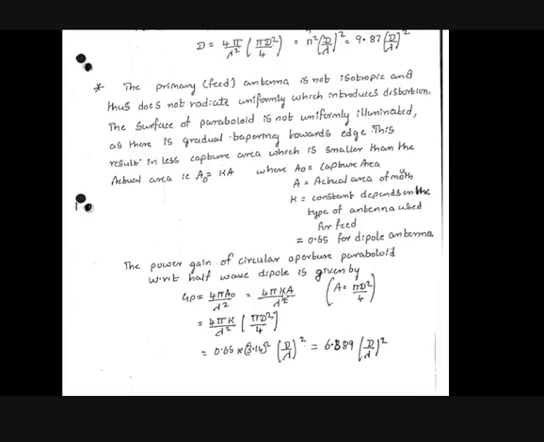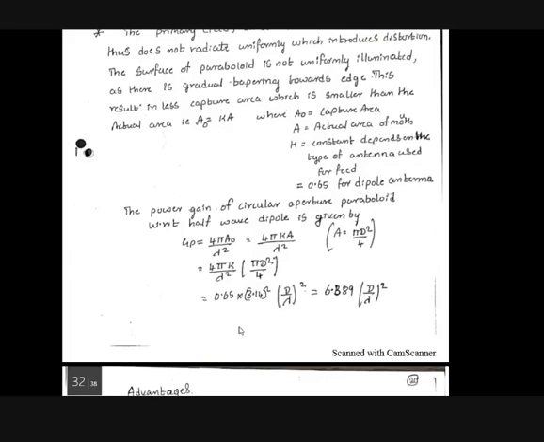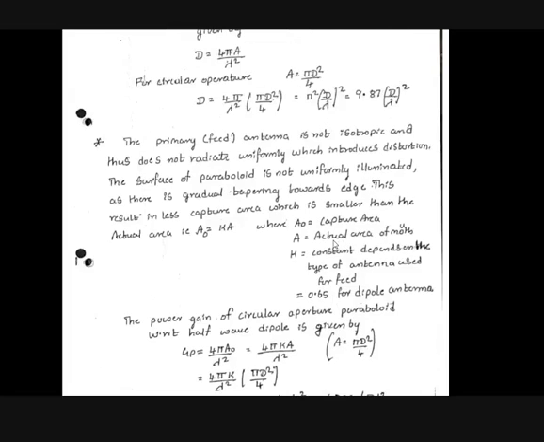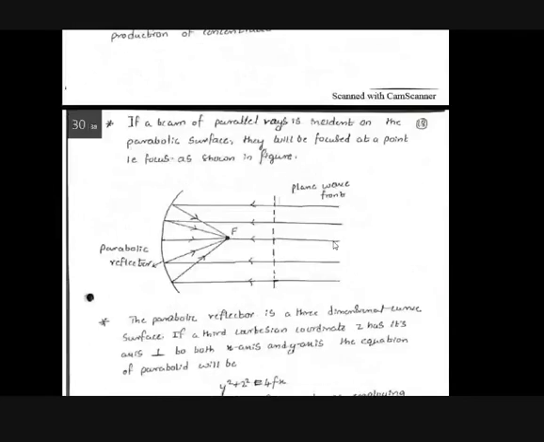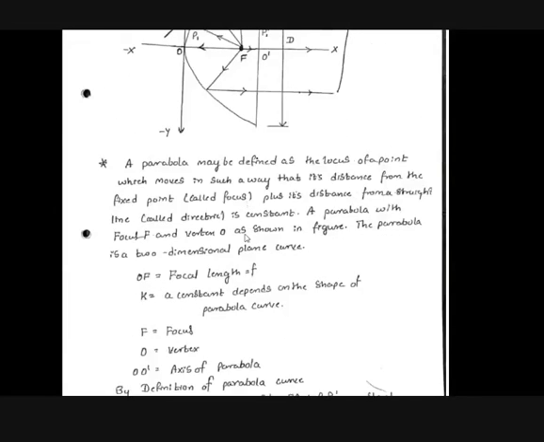A naught is nothing but A into A. What is A here? Pi D squared divided by 4, right? So you can substitute the value and get the answer, that is 6.389 divided by lambda whole square. This is how we get the equations relating to the parabolic reflector. Remember, this is the figure, and the figure description has been given here. This equation is very important, and the definition will be written here.